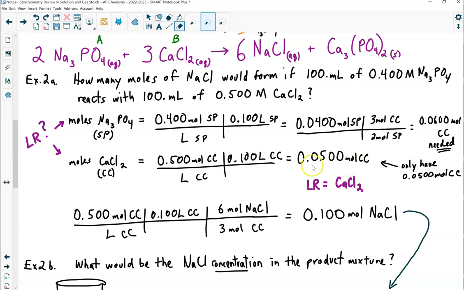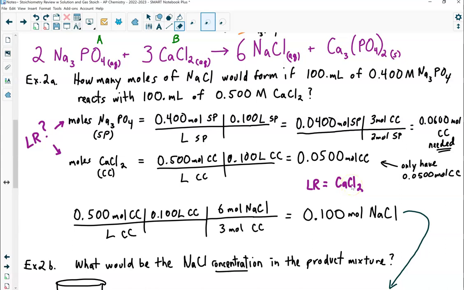Now, I'm going to use sodium phosphate to calculate the amount of calcium chloride that would be needed to react with that much sodium phosphate, as I did in the water limiting reactant example. And when I do that, I use the mole ratio, calcium chloride to sodium phosphate. I find that I would require 0.0600 moles, but I only have 0.0500 moles of calcium chloride. That means calcium chloride is the limiting reactant.